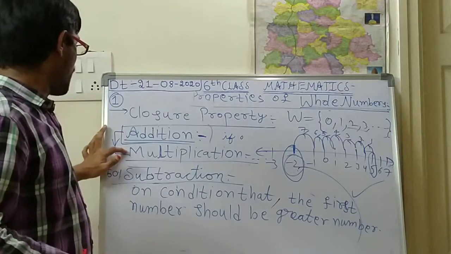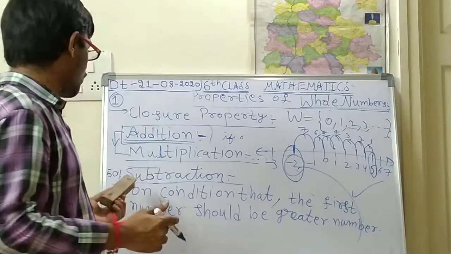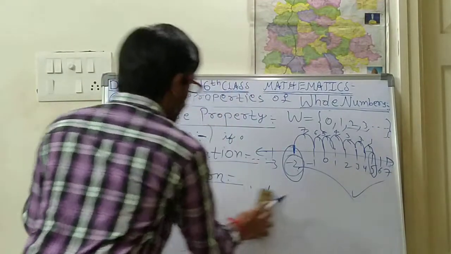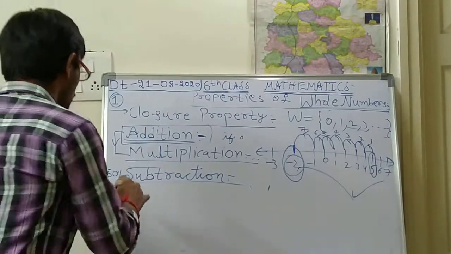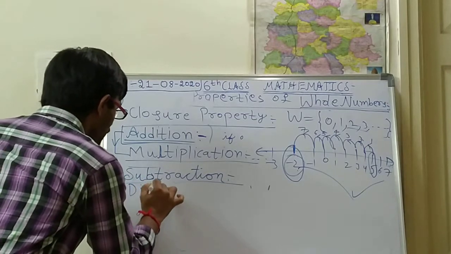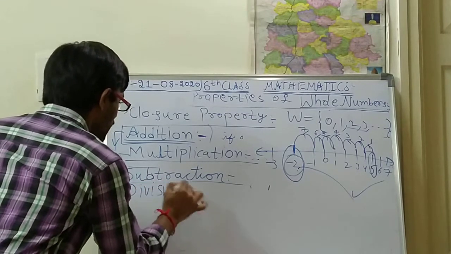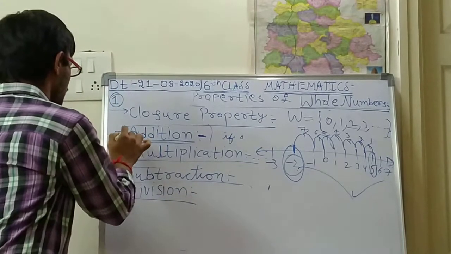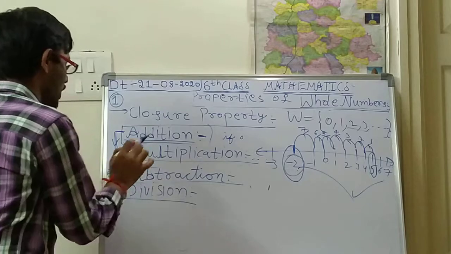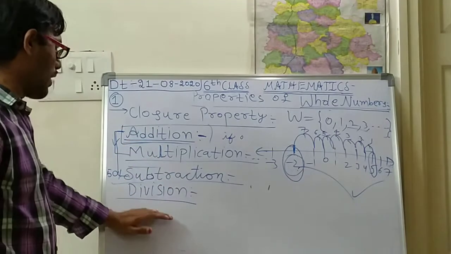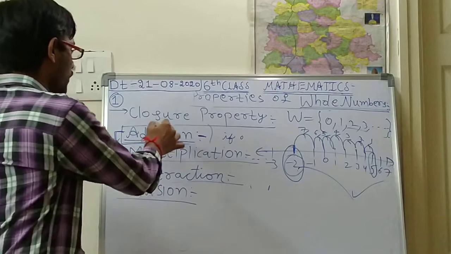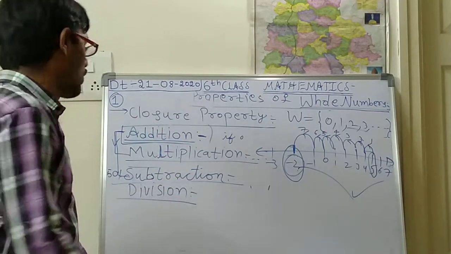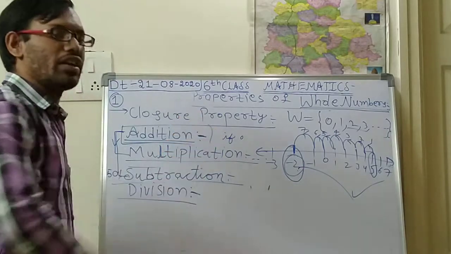So addition, multiplication, subtraction. What is the next basic operation? After subtraction, we are moving on to division. So what about division? Here addition, multiplication and subtraction are completed. Next, coming to division, instead of plus, instead of into and instead of minus, now we have to keep the division symbol.